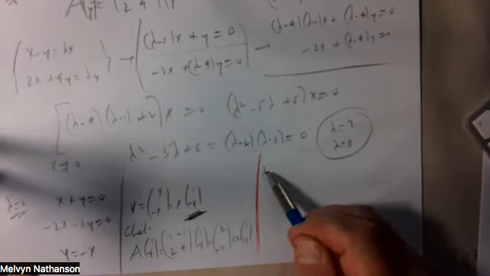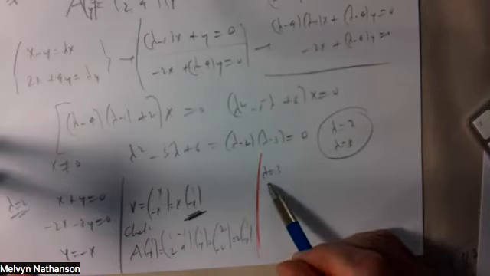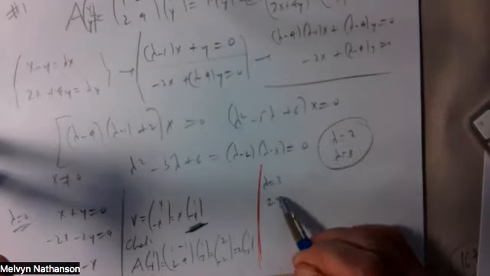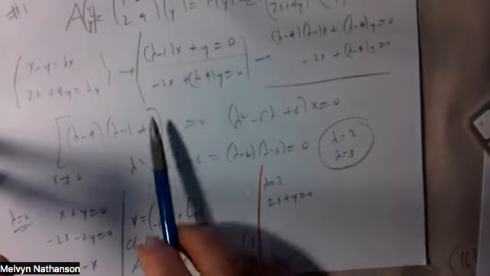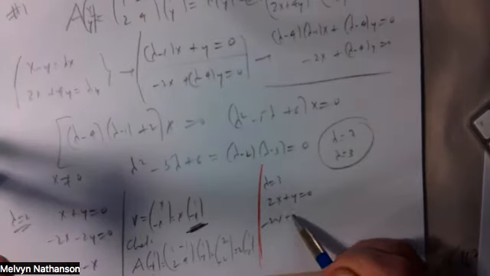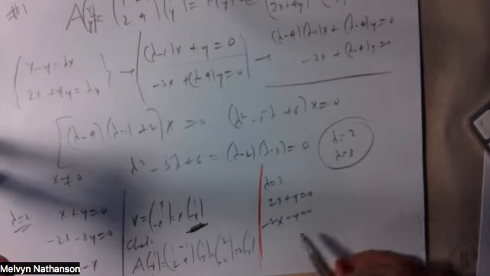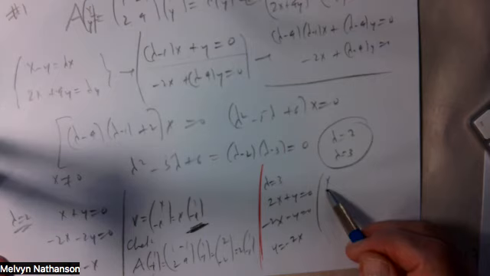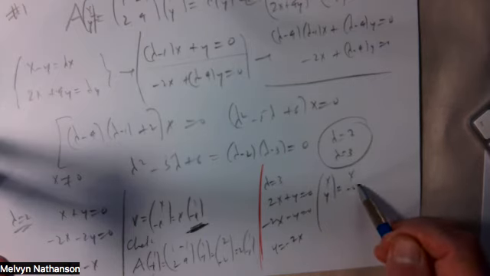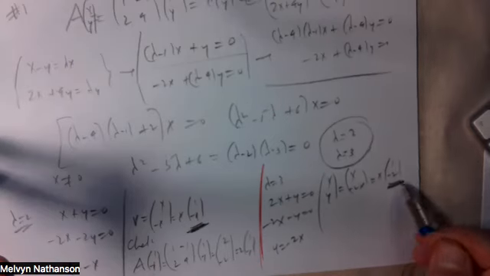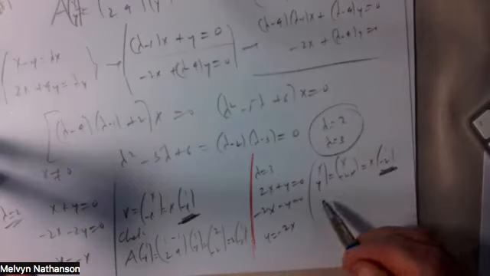Now let me find the eigenvector for lambda equal 3. For lambda equal 3, the first equation is minus 2x plus y equals 0, and the second equation is minus 2x minus y equals 0. So they're the same equation. It says y is 2x. So my vector (x, y) is x times the vector (1, 2). So an eigenvector should be (1, 2).